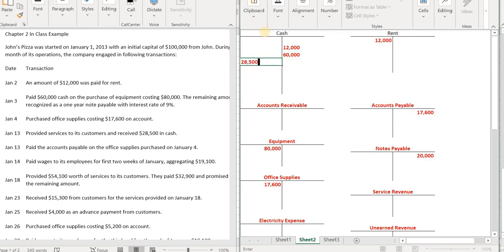Now I'm putting these sequentially just for illustrative purposes. And what else happened? Services rendered, $28,500. Service revenue. Revenue is always a credit, right? $28,500. I said always, normally a credit.